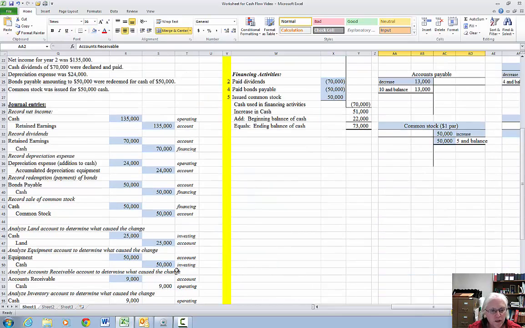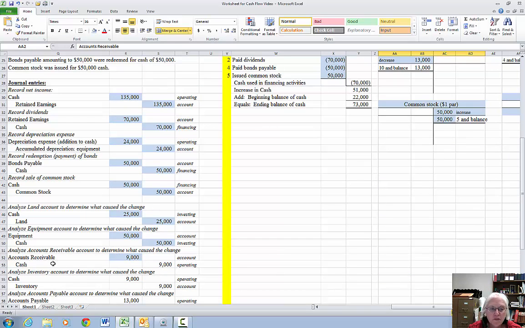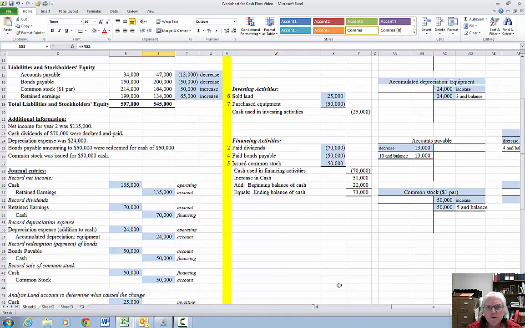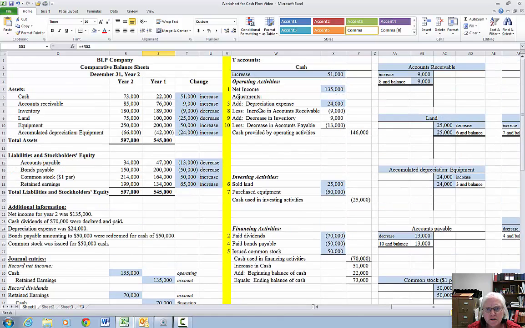And whatever the opposite is: if we debited accounts receivable for $9,000, I have to credit cash for $9,000. Because it is a current asset account, it will be, I didn't mean to do the whole thing. Let's undo that. I'm just going to credit the $9,000, and that would be a use of cash. So an increase in accounts receivable is a use of cash.